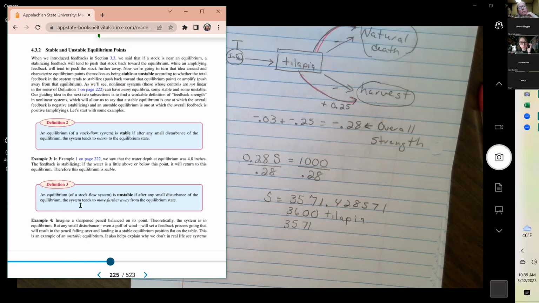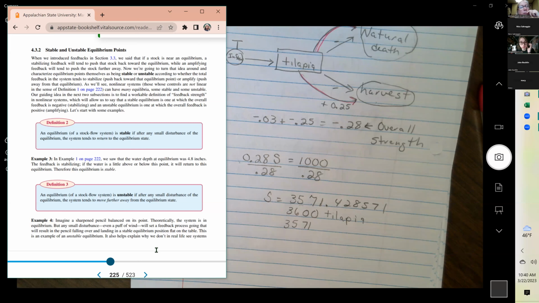An equilibrium of a stock flow system is unstable if after any small disturbance of equilibrium, the system tends to move further away from it. So hopefully, I think it was a stable area to begin with. If it didn't completely wipe everything out, it should return to an equilibrium. But there are cases where if it's not stable to begin with, any little disturbance could just wipe everything out. So that's what they're talking about, whether it's stable or unstable. And we'll talk about the examples.